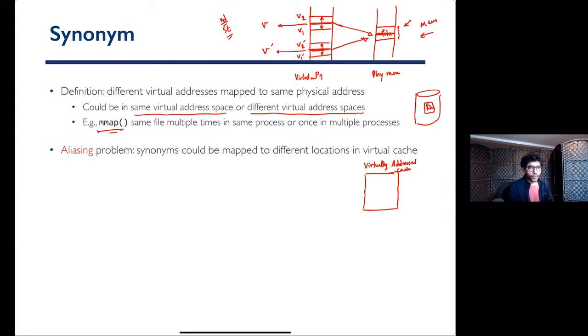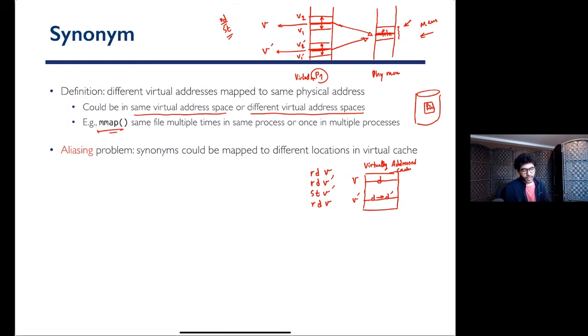Let's say I'm process one and I'm running. I do two reads: I read V and then I read V prime. Because they have different virtual addresses, they could be cached in different blocks, so I could cache V and V prime in two different locations in my virtually addressed cache. Now let's say I do a store to V prime, changing the data from D to D prime. So I did a read for V, then a read for V prime, then a store for V prime, and then I want to do a read for V. So I go and read V. What do I get? I still get D, right?